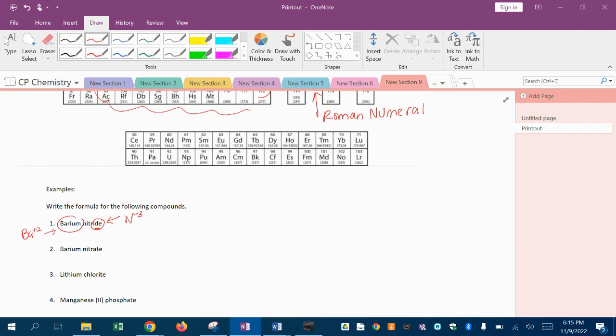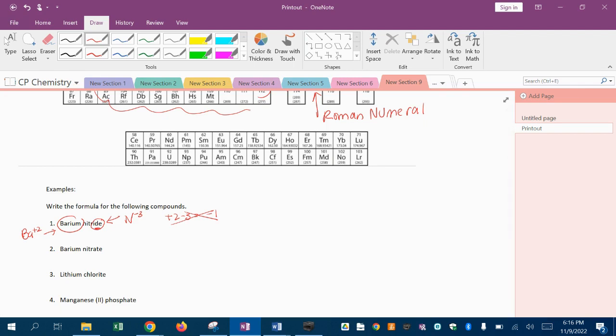We need the charge to balance out to 0 because all compounds have an overall charge of 0. So barium nitride has a +2 and a -3. Well, that doesn't add up to 0. If I say +2 minus 3, that gives me -1. So that cannot be the compound. So we're going to think, what's the least common multiple between 2 and 3? In other words, what's the smallest number that 2 and 3 both go into?